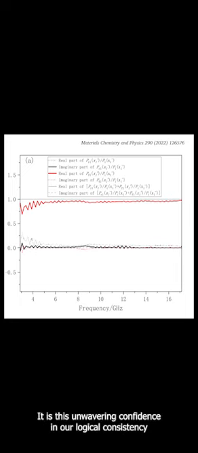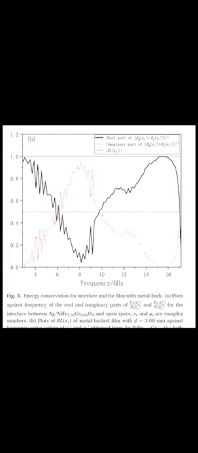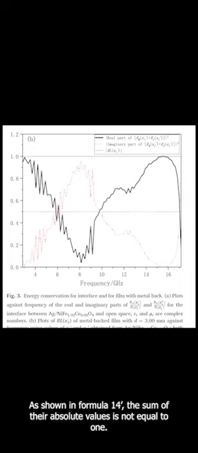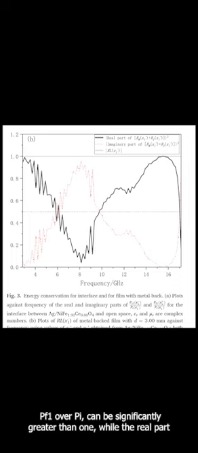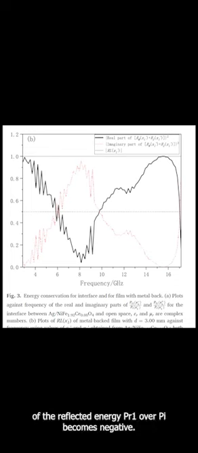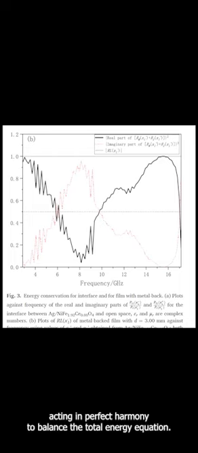This sophisticated treatment is entirely missing from prior literature, yet our derivation is completely self-consistent and mathematically solid. It is this unwavering confidence in our logical consistency that allows us to stand firm without needing to seek validation from flawed mainstream textbooks. As shown in Formula 14', the sum of their absolute values is not equal to 1. In fact, because of the phase shifts, the real part of the transmitted energy, Pf1 over pi, can be significantly greater than 1, while the real part of the reflected energy, Pr1 over pi, becomes negative. This negative real part signifies that energy is being stored and returned back through the interface, acting in perfect harmony to balance the total energy equation.